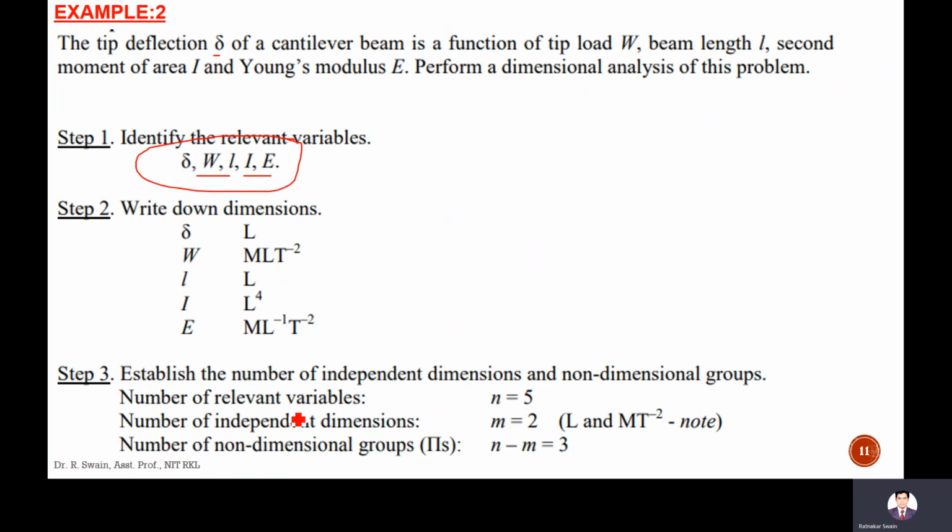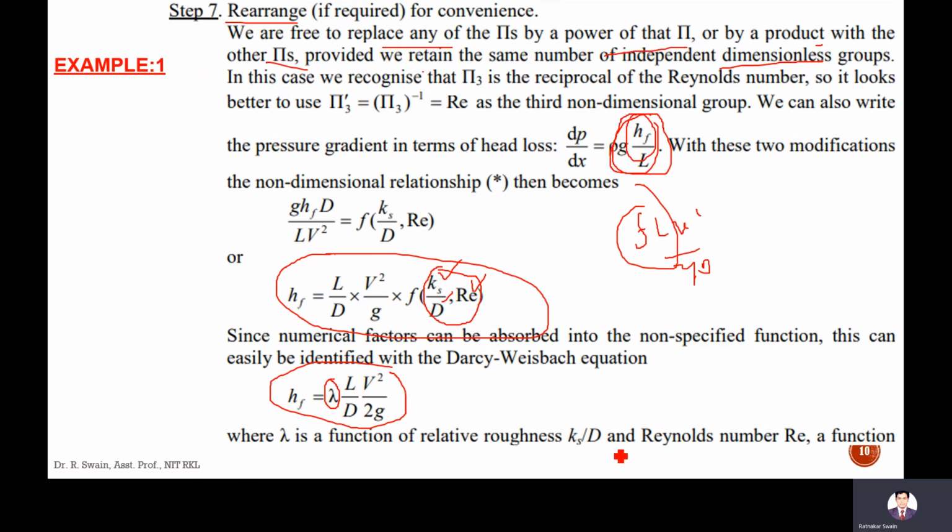The total number of relevant variables is 5, and the independent dimensions we can take as M, L, T. Since here M T to the power minus 2 appears in both, with the same power, we can combine them as one, L and M T to the power minus 2. So combining these two, the total independent dimensions we can take is 2. The number of non-dimensional groups will be n minus m, that is 3. Total groups will be 3, and repeating variables will be 2.